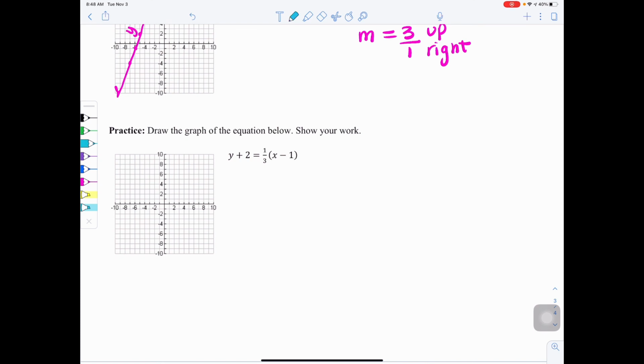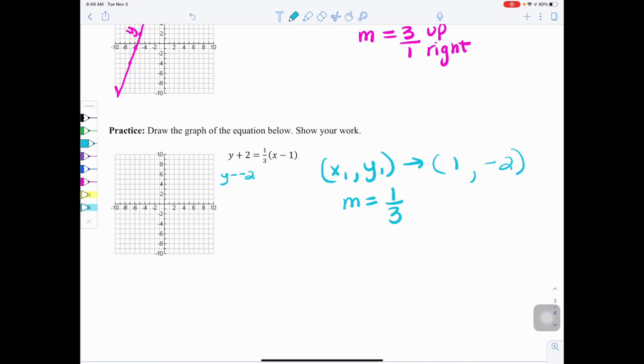y plus 2 equals 1/3 times x minus 1. We want to come up with our point. So if I look at my y plus 2, remember there's supposed to be a subtraction in that formula, so it really must have been y minus a -2. So my y value is -2. And here, x minus 1, the x and the minus are part of the formula, so my x value is a 1. The slope is located in front of the set of parentheses, so that's 1/3.